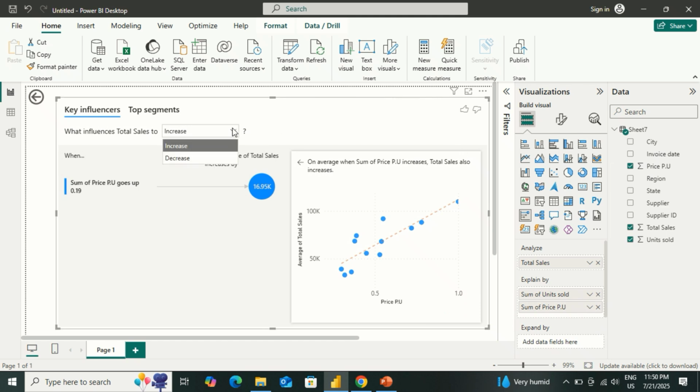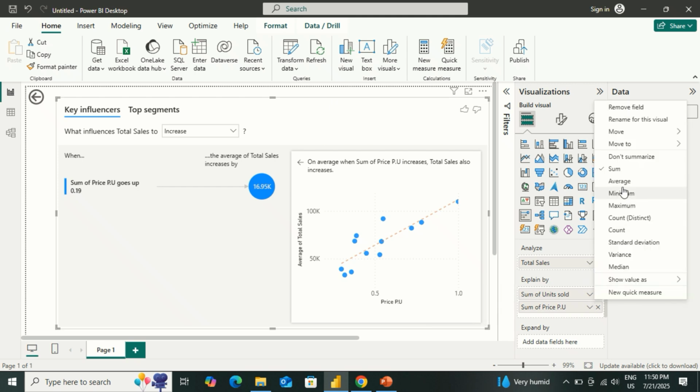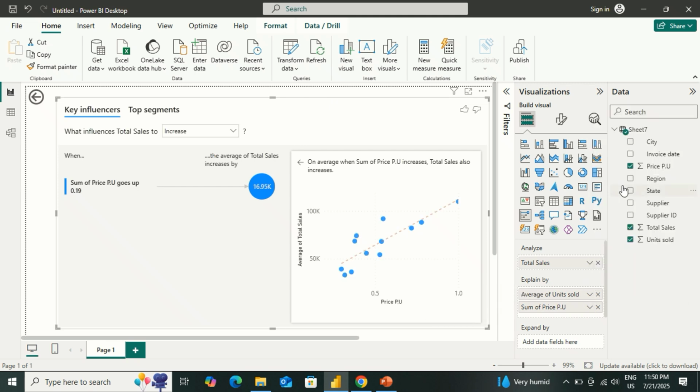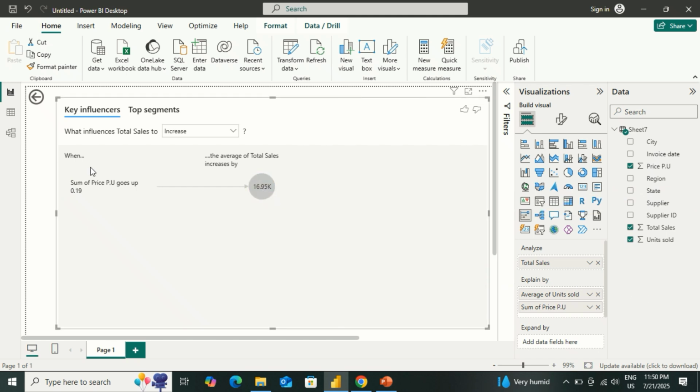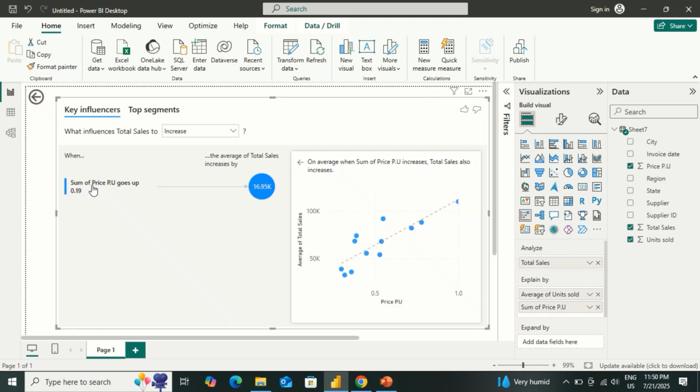So we have an increase or decrease. This we can automatically change, so I am now selecting increase. Suppose if you want to explain by, you can change to metrics like average, so that the average number of units sold, so the price, how it is behaving. So I am clicking this one so that it will be showing all of this.